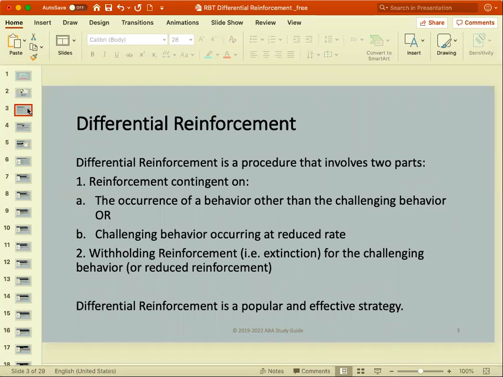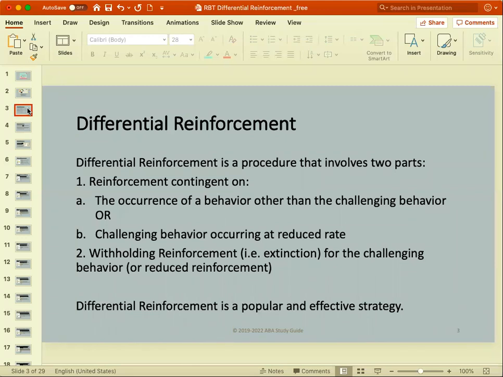Okay, so in the real world, we may not be able to put behavior always on extinction, but we try. Of course, it's more effective if we have true extinction, but it can work for challenging behavior that's being reinforced at a reduced rate of reinforcement, okay? However, going forward, I'm just going to talk about withholding reinforcement or extinction. So differential reinforcement, as we know, is a popular and effective strategy.